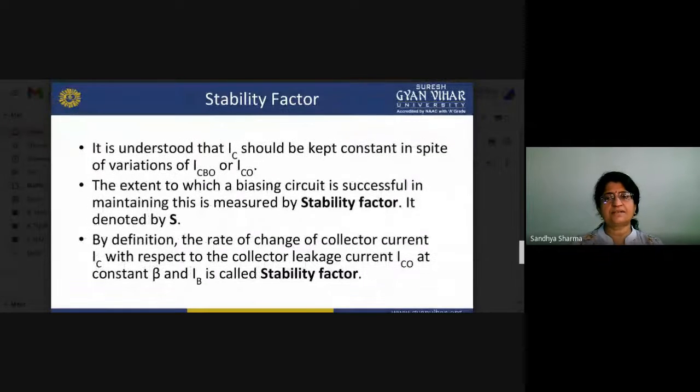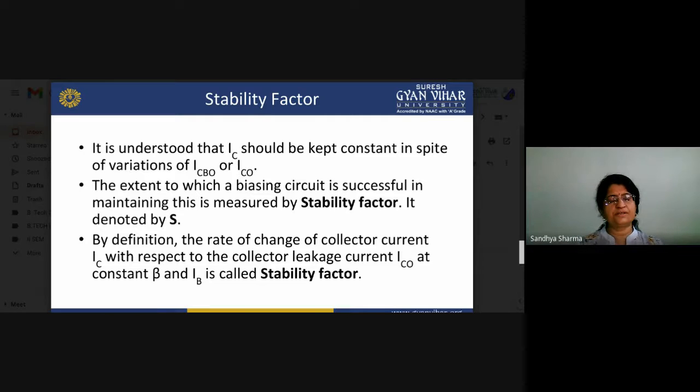Now we will see the stability factor. It is understood that IC should be kept constant in spite of variation of ICBO or ICO. So we have to keep a constant value of IC with respect to the variation of ICBO. The extent to which a biasing circuit is useful in maintaining this is measured by the stability factor, and it is denoted by S. So what type of maintaining is done by the biasing circuit? We have to keep IC constant.